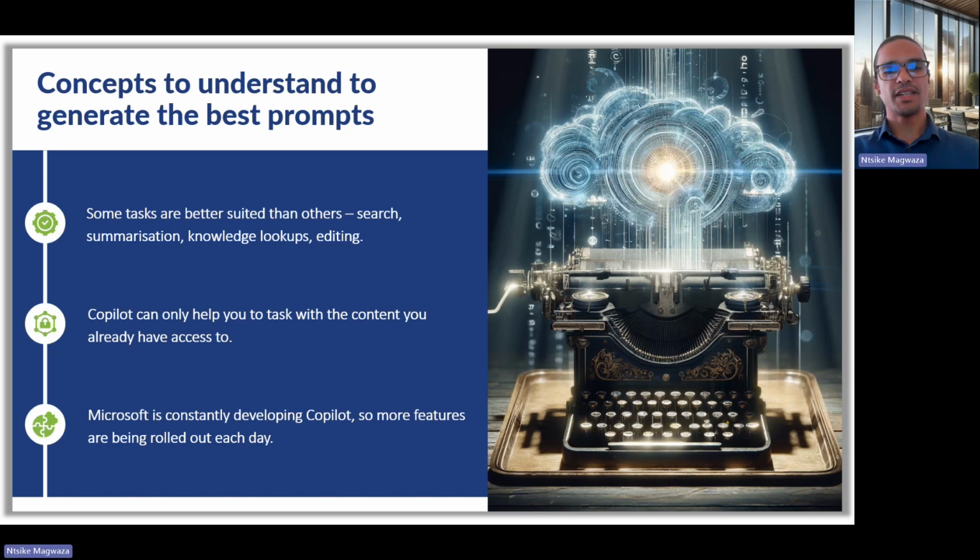Now, one thing to keep in mind is that Copilot can only access what you already have access to. So, for example, I can't ask Copilot, what are Marina's top 10 dog breeds that she wants to buy, if Marina has only made that a private document. I don't have access to that document, so Copilot can't help me with reading that document.